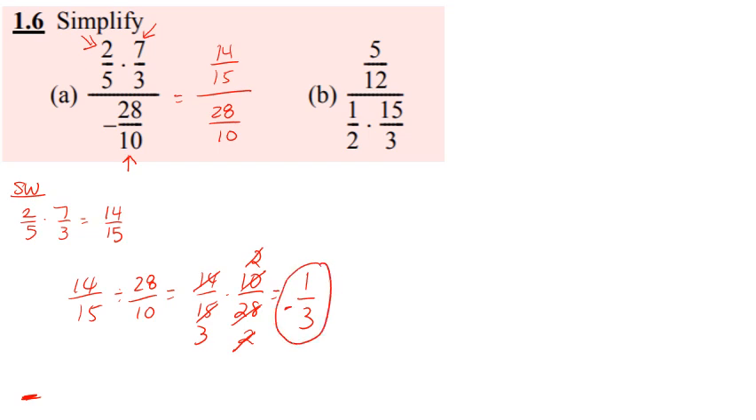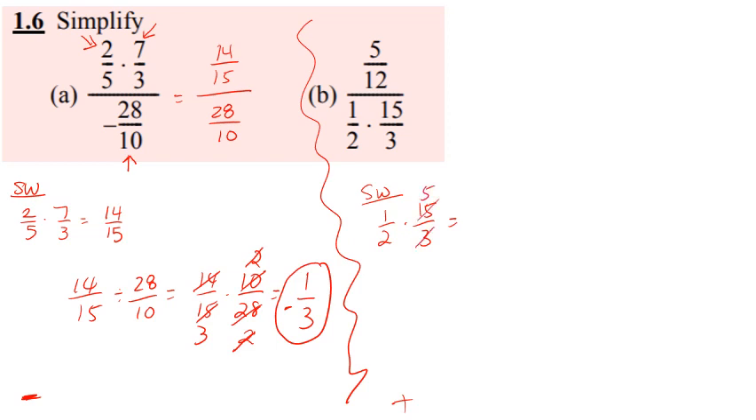Okay, moving on, my side work, let me just kind of separate here. This is going to be positive, my final answer. In my side work, I need to figure out what 1/2 times 15 over 3 is. I'm going to reduce the 15 and 3, and then this becomes 5 over 2.